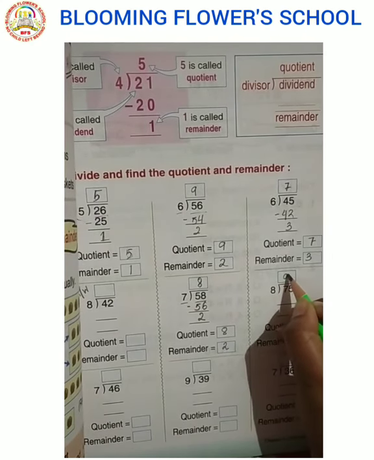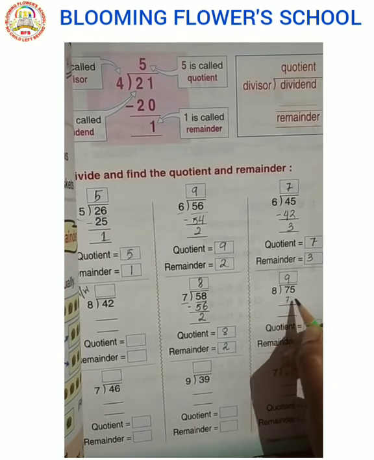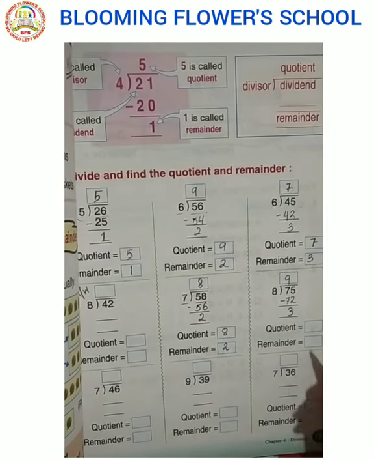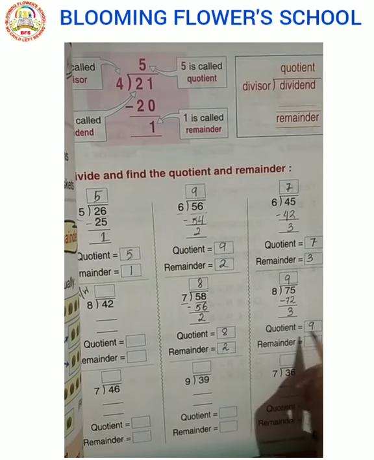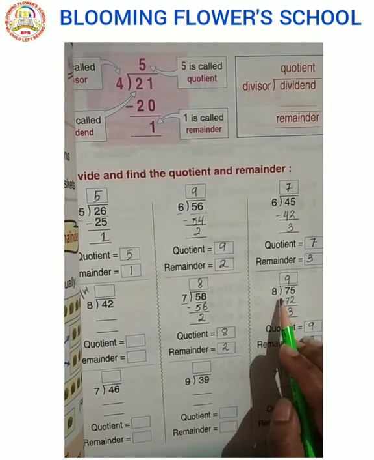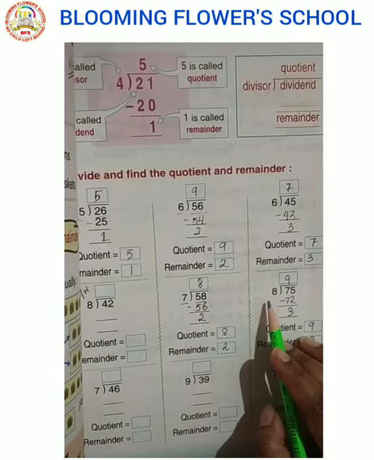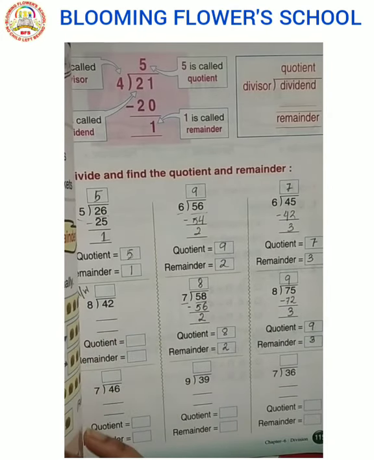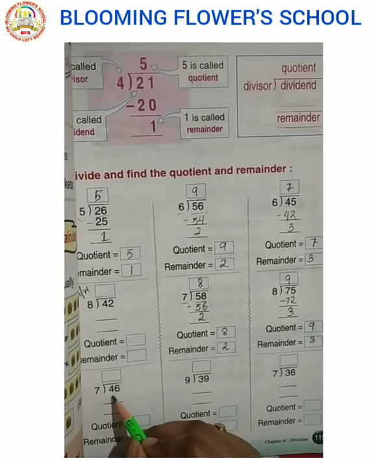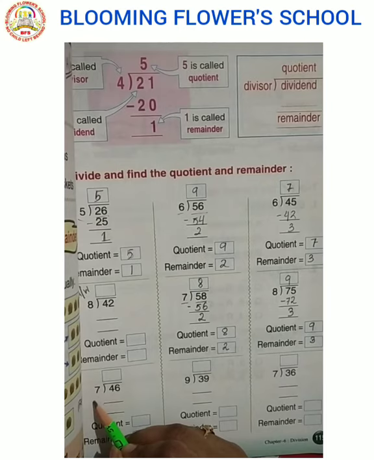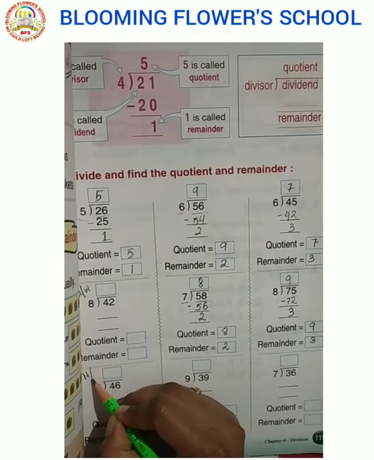8 nines are 72. So from 75 we need to subtract 72. The answer we get is 3. So quotient is 9. Remainder is 3. Understand, children? 75 is the dividend, which we need to divide by 8, the divisor. Okay children? Now the next one. Next one is 46. So again go through the 7 tables. That is also your homework. Okay.